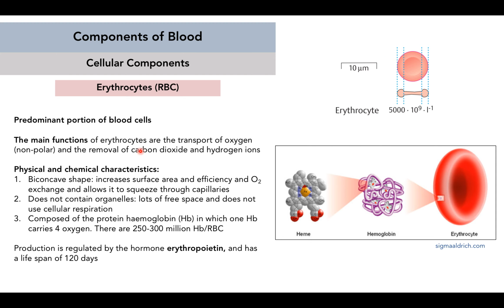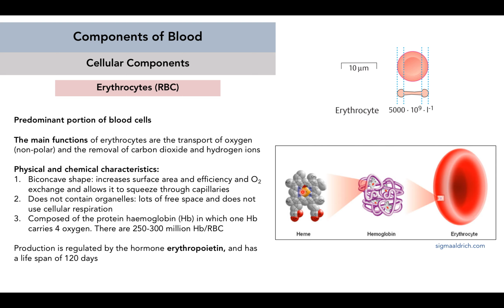And the main function of the erythrocyte, as you may know already, is to transport oxygen and to remove carbon dioxide and hydrogen ions. And the reason why they're capable of doing this is because they've got a special protein called hemoglobin inside. So when you look at an erythrocyte, each one is made of a lot of hemoglobins, and each hemoglobin has a heme group, which has an iron inside that is bound to an oxygen. So that's the reason why the major function of the erythrocyte is to transport oxygen.